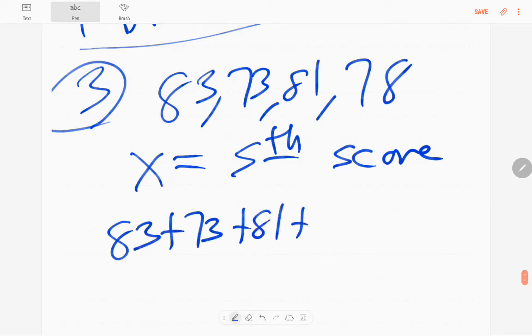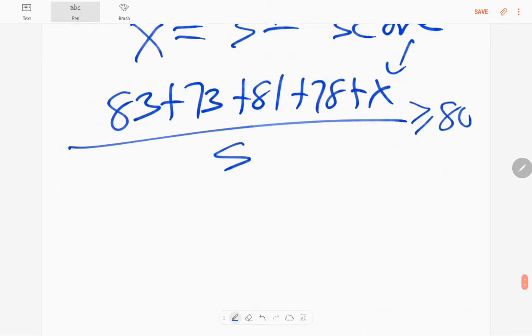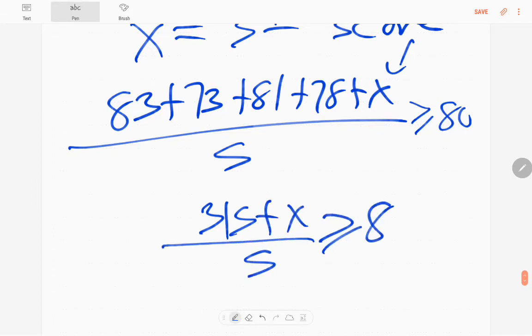It's the sum of them divided by 5. I just don't happen to know the last one, so I just have to write it as an X. But I want that average to be at least 80. So plug all that into a calculator, you get 315.